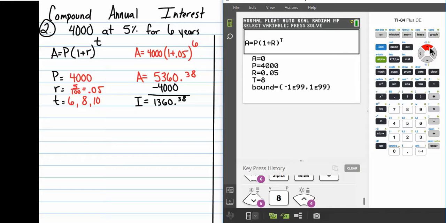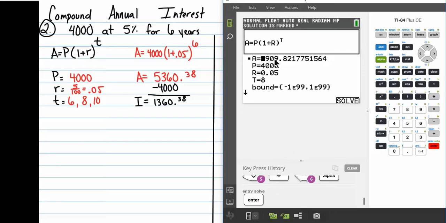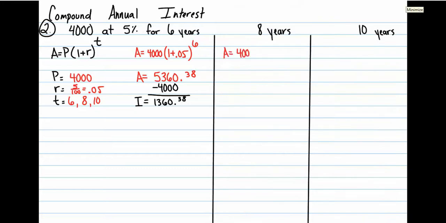And when I go solve it, what's the total amount for 8 years? Well, this time I actually get 5,909 with 82 cents. So since this is a money problem, you'll want to go just 2 places after the decimal. So notice the difference between these examples and the previous ones. It looks like compounded interest is more expensive than your simple interest.